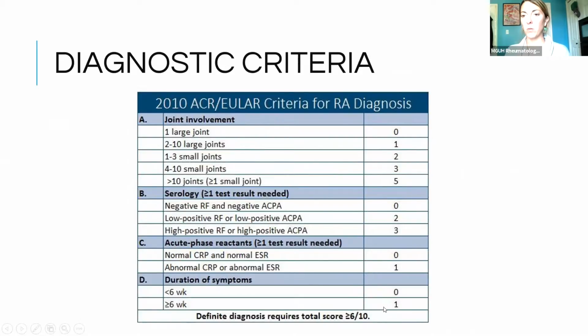So again, you don't have to memorize all these things. The point being, small joints are important, highly positive serologies are helpful. But again, you can also see that if you have enough small joints involved and it's been there for long enough, potentially you can have seronegative disease and still meet criteria. That's another important factor.